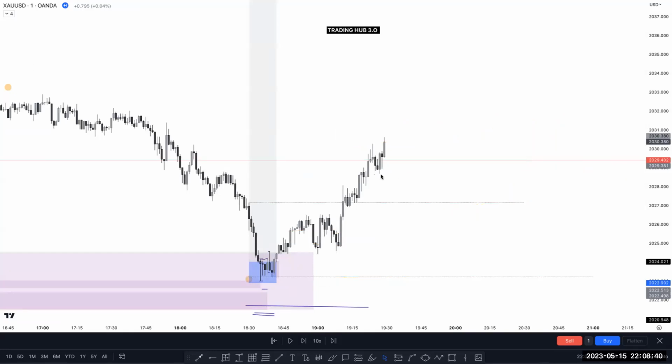After taking out this inducement, you have to mark your unmitigated order block. So everything is mitigated here. Only one unmitigated order block is here. So if price taps here and you are not sure whether you should buy or not, you have to wait for a single candle order block here, and then you can buy here. If the market does not create any single candle order block, then don't try to buy here.